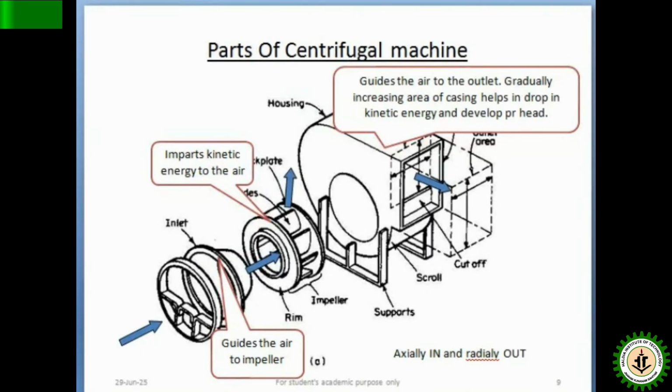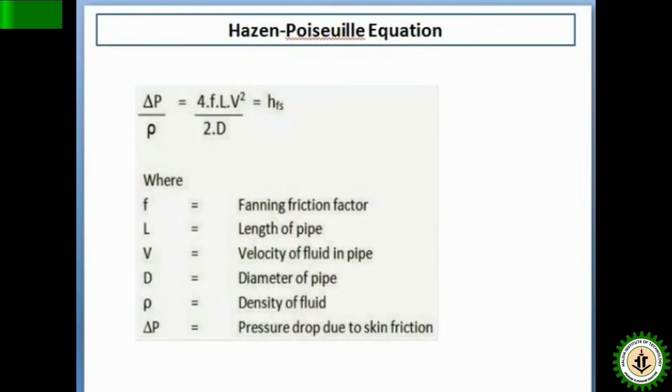What about the centrifugal device? Please remember a few basic things. For hydraulic calculation, this is called the Hagen-Poiseuille equation. It is the most commonly used equation in industry calculations: delta P by L equals 4 f rho V square by 2 g D. Please remember this equation, as it will be used for the hydraulic calculations in the pump.